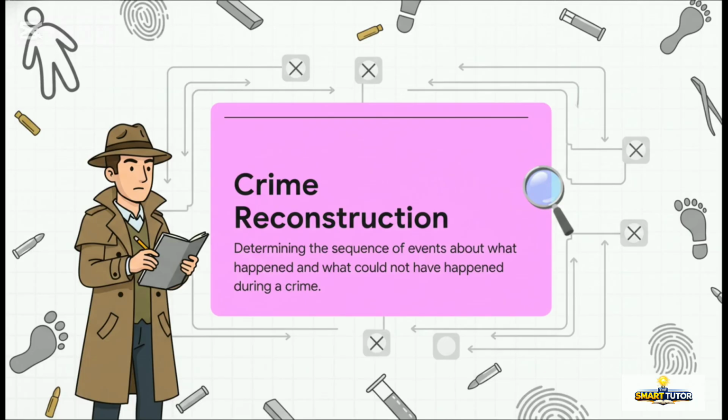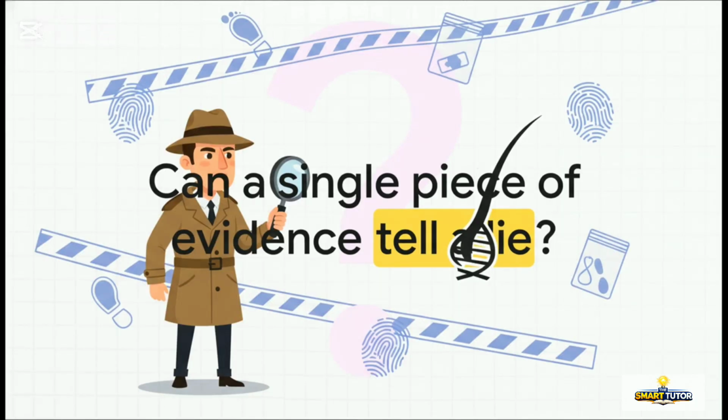And I want you to notice something really important here. It's not just about figuring out what did happen. It's also about figuring out what could not have happened. It's a process of elimination. You use the physical evidence to test out different theories and throw out the ones that just don't fit the facts. Want to see this in action? Let's look at a quick, kind of strange case study.